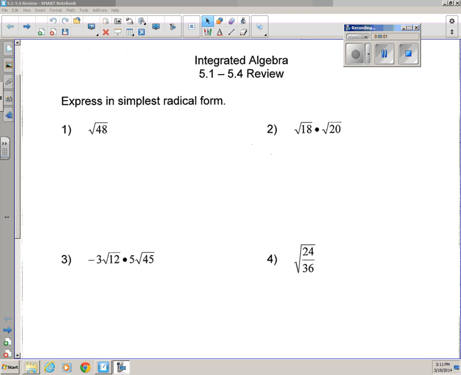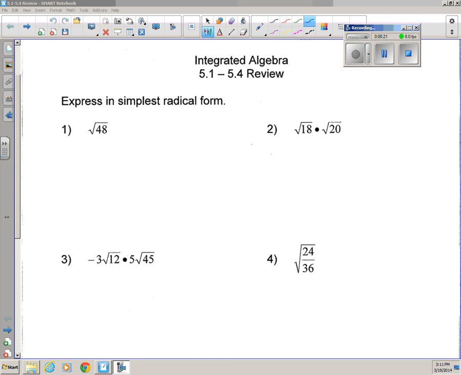So this is the review for our quiz. Express all answers in simplest radical form. Feel free to use your calculator if you want to check to see that your simplified radical has the same decimal equivalent as the original radical. Also, what you can do is use your square root chart.